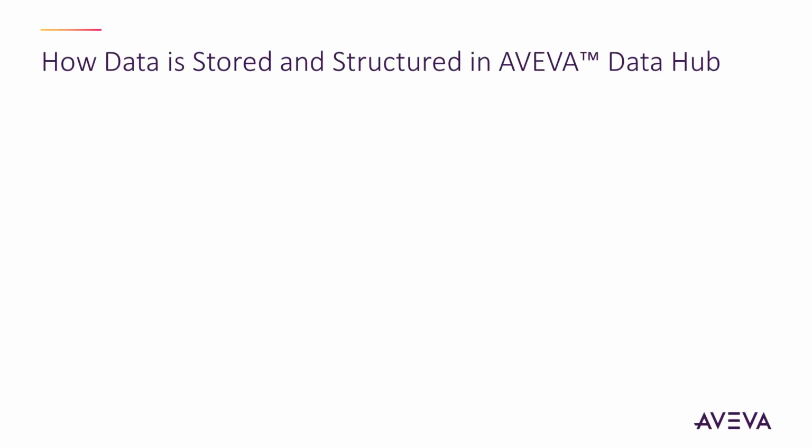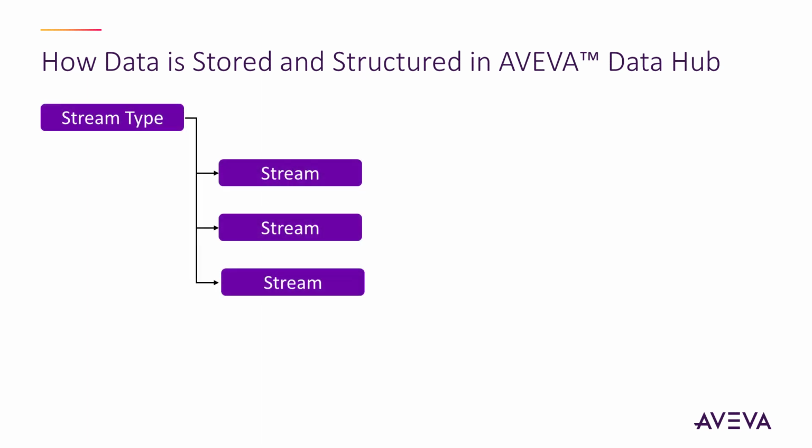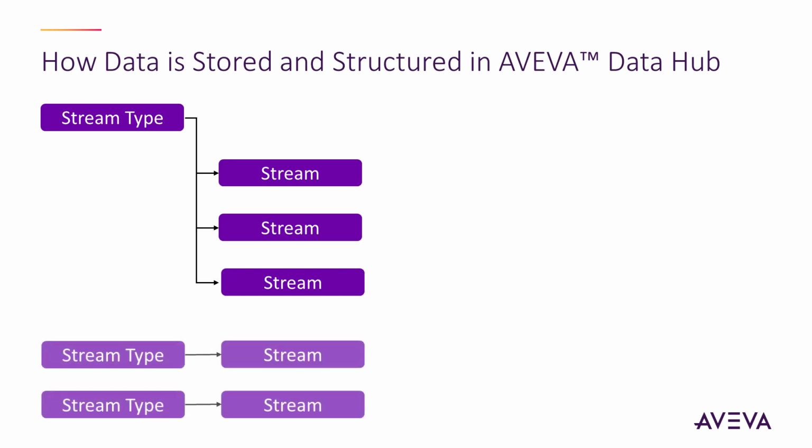So to start, we're going to see how data is stored and structured in Data Hub. All sequential data within Data Hub is stored within streams. These streams are defined by their stream types, which act as a sort of blueprint to define what properties should be on the stream.